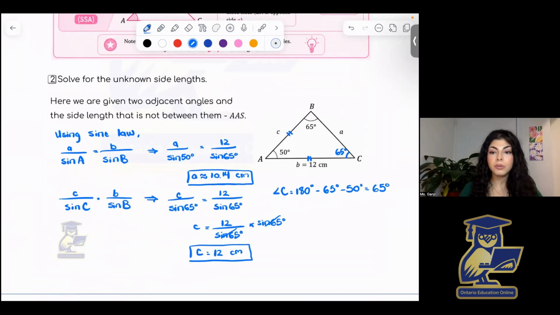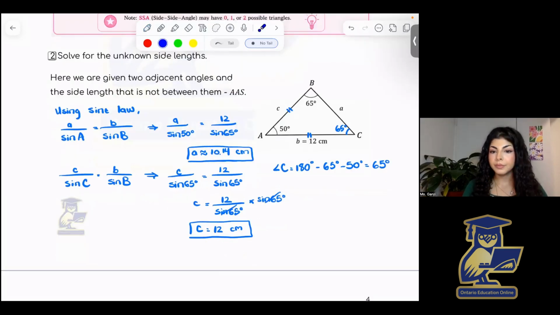Now, with these problems where you are solving for the side lengths or unknown angles, you don't necessarily need to write a concluding sentence of, therefore, the side length A is equal to this and side length C is equal to this. As long as you have your final answer and it is boxed out, that is sufficient, and we will be able to read through your solution.